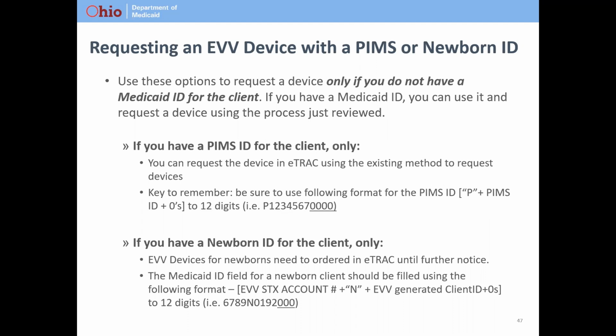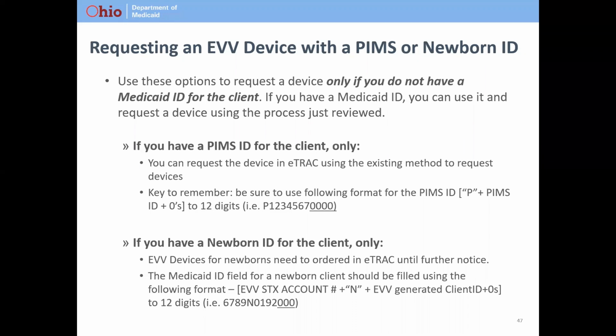So if you're requesting a device for a client with a PIMS ID only, you would want to put in a capital P that stands for PIMS, put in the actual PIMS ID, and then fill the rest of that required Medicaid field with zeros. And again, this is only if you're requesting a device through eTRAC. So an example of this would be capital P, 1, 2, 3, 4, 5, 6, 7. Let's say it's 7 digits for that PIMS ID, and then 4 zeros to make up the rest of that 12-digit required Medicaid ID.